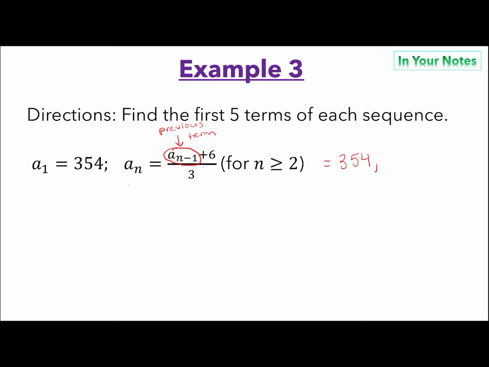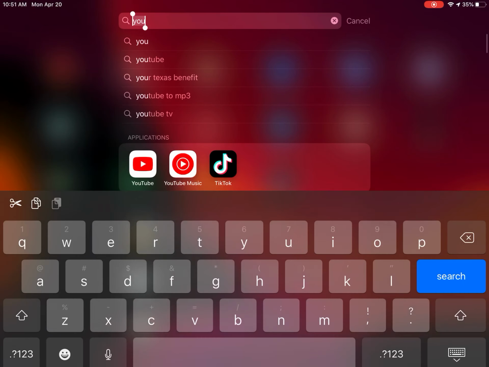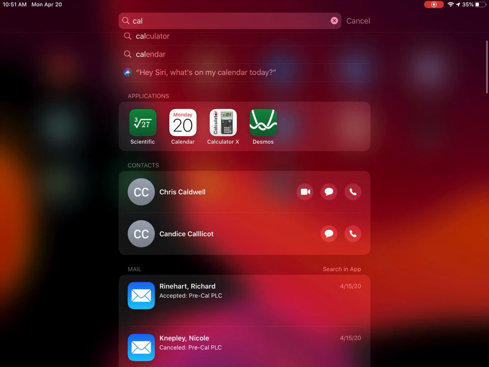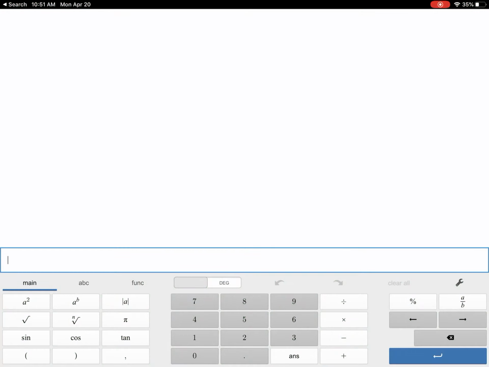So let's see here. If I was finding a sub 2, so my previous term is 354 plus 6 divided by 3. Now, I downloaded this really cool app. It's not a really cool app, but it's a calculator, the Desmos calculator, but not the Desmos graphing calculator. The Desmos scientific calculator is really nice. So what's really nice about it is that it's super user-friendly.